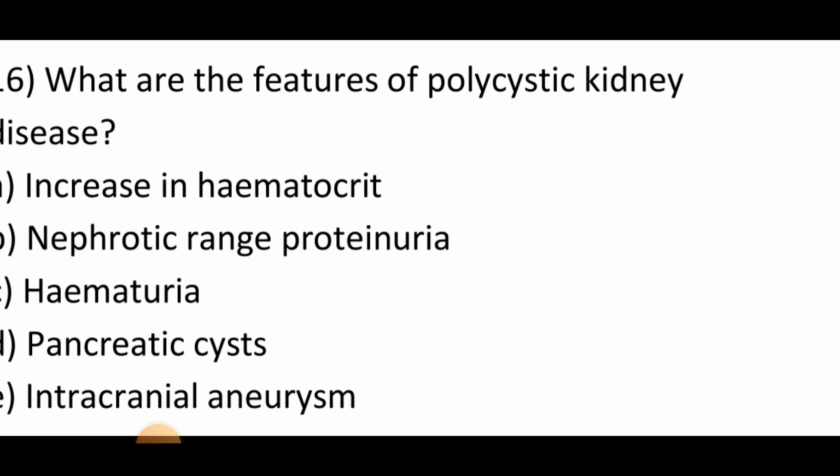B, nephrotic range proteinuria. It is also false because patients with adult polycystic kidney disease may have proteinuria, but it is usually not nephrotic range. It is usually microalbuminuria. C, hematuria, yes, it can be a feature of polycystic kidney disease. Pancreatic cysts is also true, and intracranial aneurysms are also true.